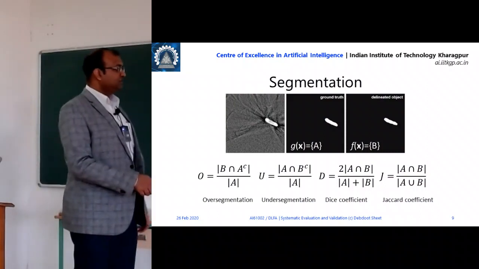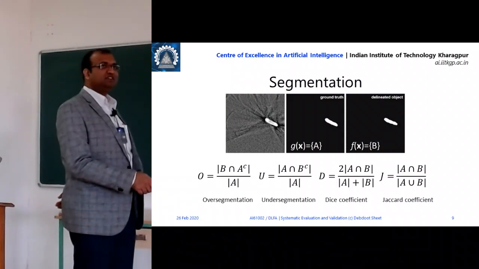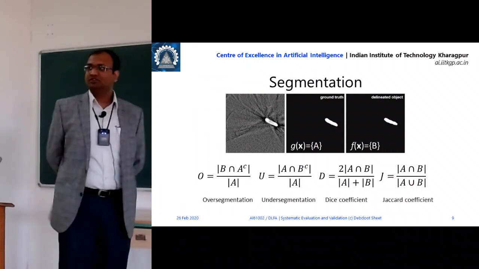Next comes this which is called the Jaccard coefficient. In the Jaccard coefficient, you have intersection divided by union. So in case there is a perfect segmentation, then whatever is the intersection is equal to mod A is equal to mod B is equal to this union as well. And that's the reason you will get a unity case.